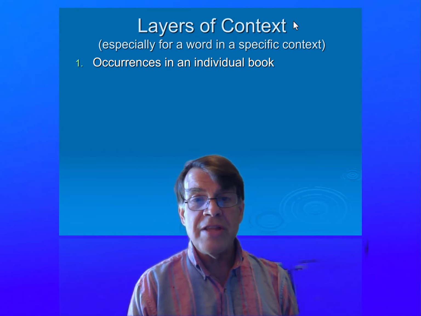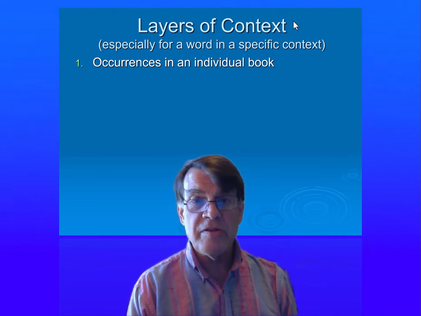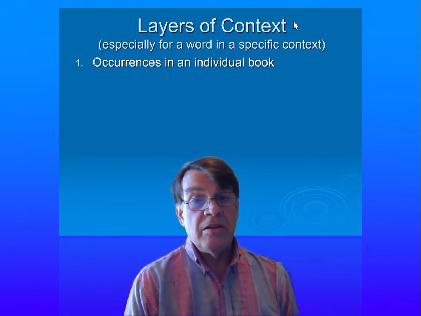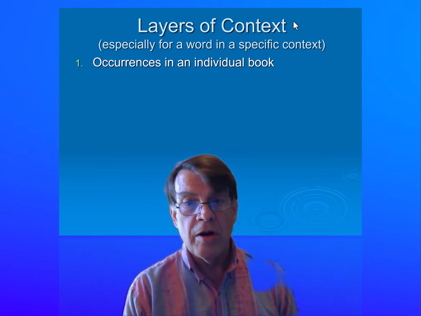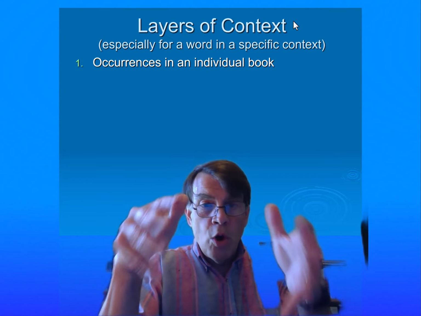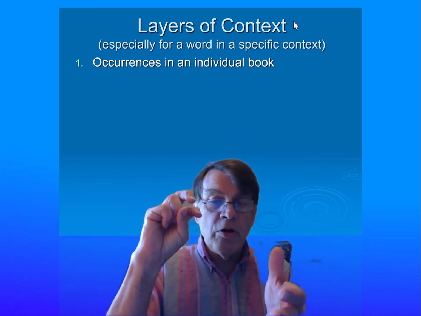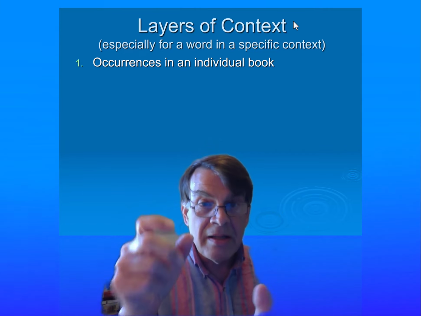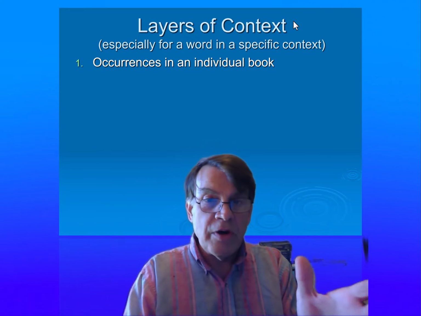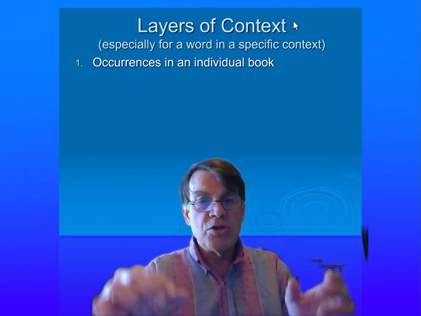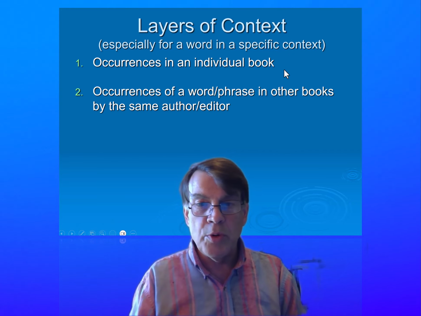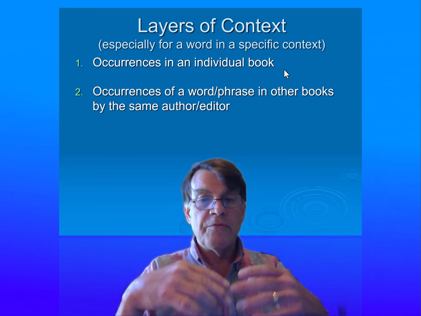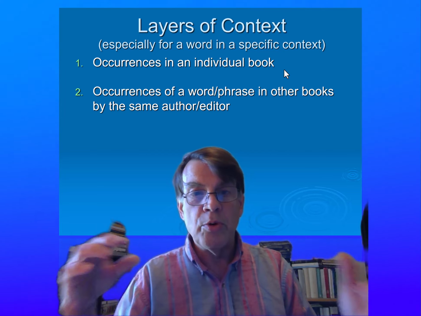And so you can imagine that when you have hundreds and hundreds of years of change over the period of the Old Testament being written, the words are going to change meaning. They just are. And so let's start local. If we're looking at the word hesed and we're looking at a particular passage in Isaiah, then let's start with the book of Isaiah, and let's branch out. Start with the occurrences in an individual book. Then look if there are other books by the same author. You look for how the word or phrase is used in other books by the same author.